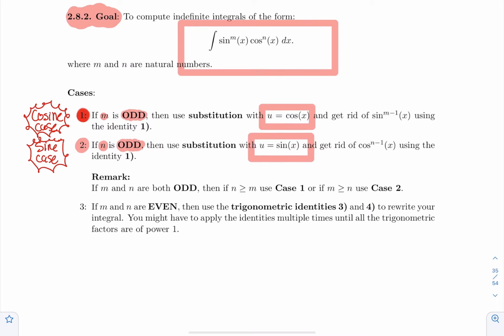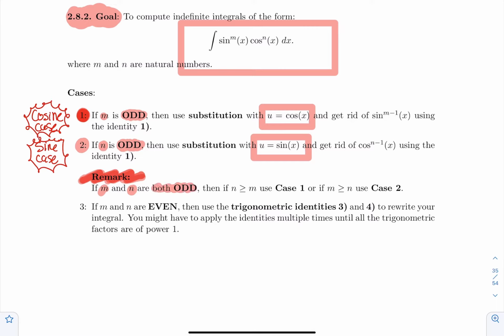And then by using u equals sine, you're going to typically get a polynomial function with respect to u, and then basic integration will get you to the final answer. Of course, both of them could be odd. You could have an integral where the integrand is a bunch of powers of sine and cosine, where both m and n are odd. So this is still good.